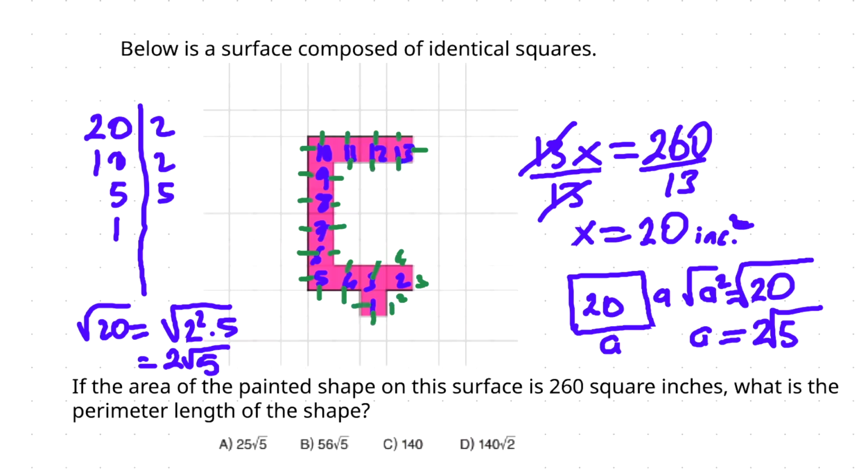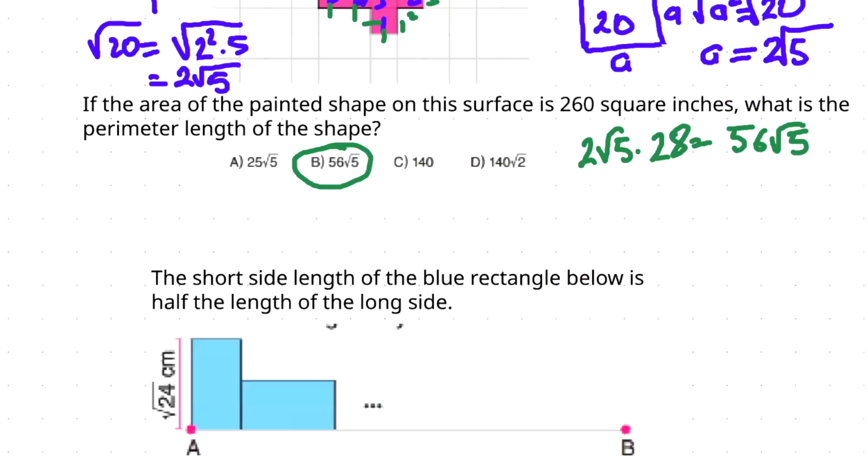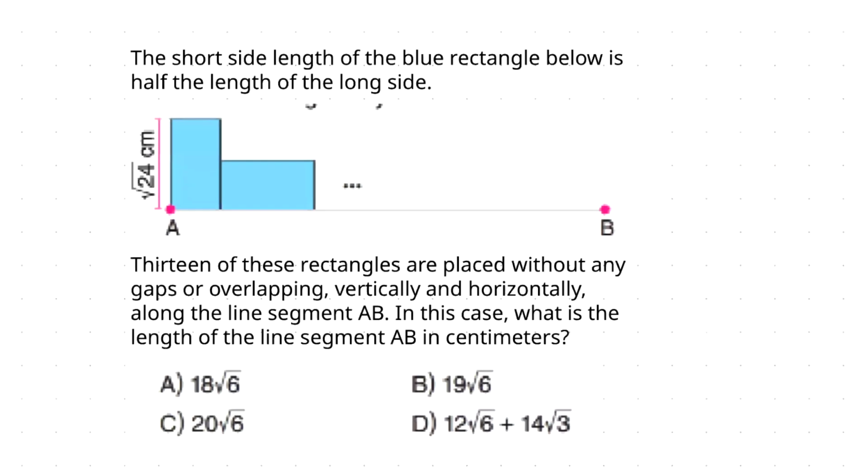So we found the value of A to be 2 root 5. Sorry about that. It's 2 root 5. So we will just multiply that 2 root 5 times 28. That gives you 56 root 5. So the right choice for this problem is B. Let's continue with the next question. Again, these are really good square root problems you might really like.